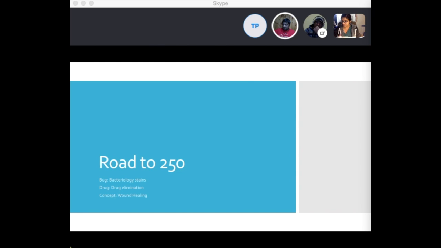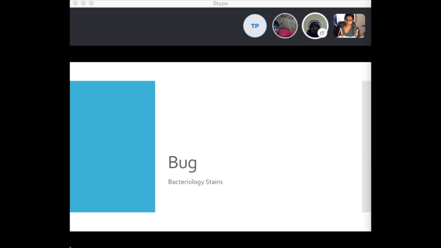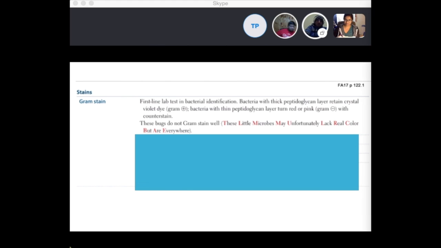Today's discussion will be about bacteriology stains, drug elimination, and wound healing. So, we will go ahead and start with bacteriology stains.